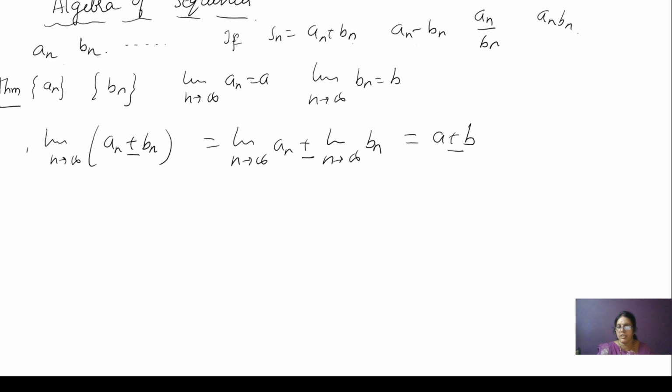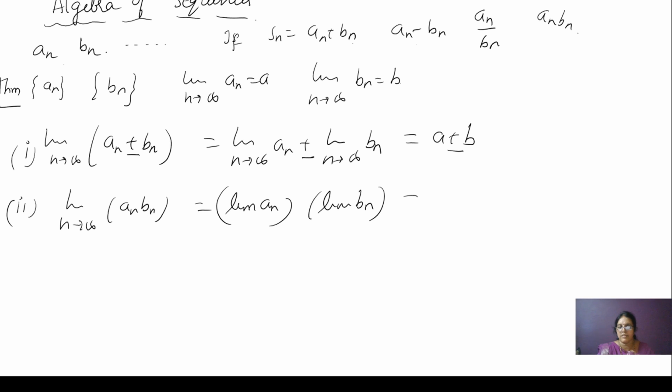In the same way, another property is about multiplication. Limit n tending to infinity an into bn is limit of an into limit of bn, and this is nothing but a into b. And the proof is very simple. So to prove that, first one, given that limit n tending to infinity an is a and limit n tending to infinity bn equal to b.